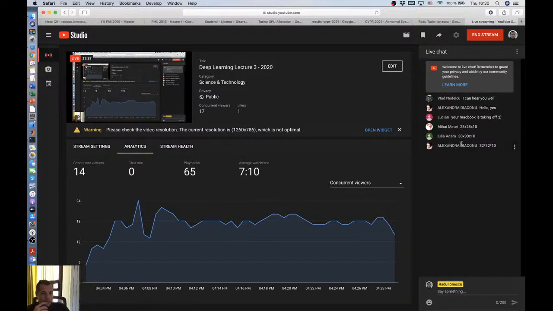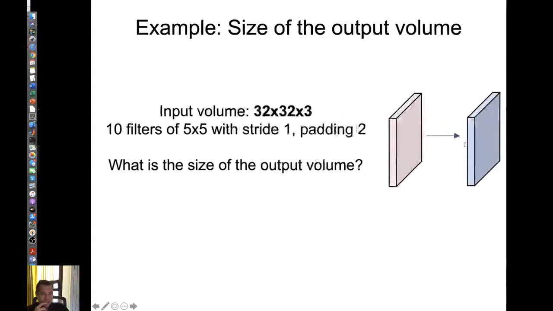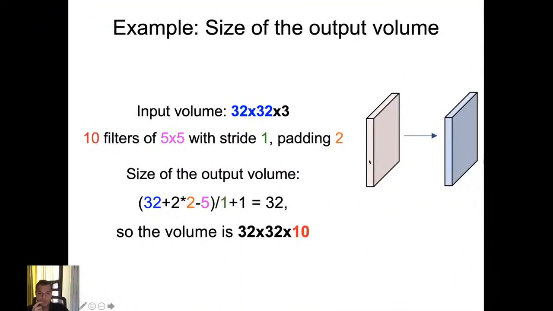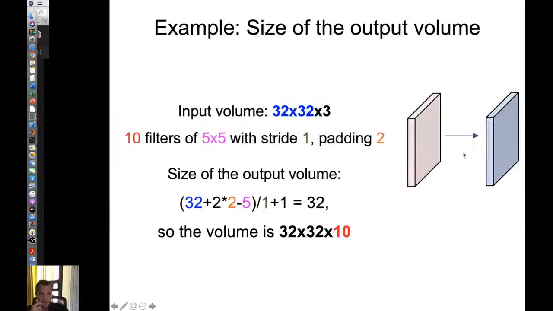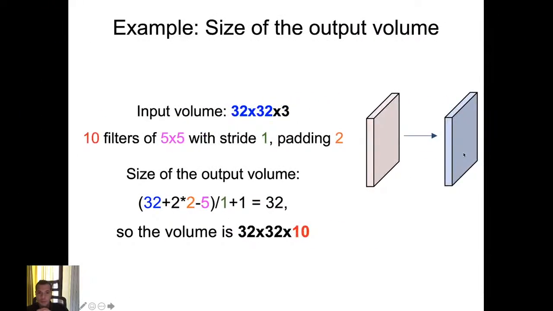Okay, so we have a good answer. It's 32 by 32 by 10. So that's the output volume. Alexandra got the right answer.